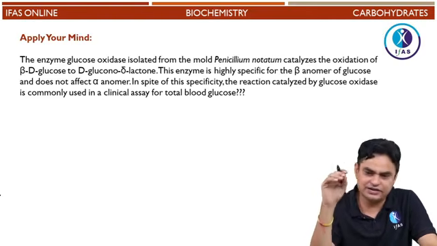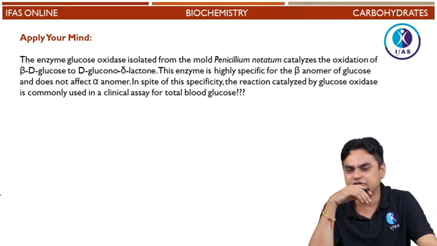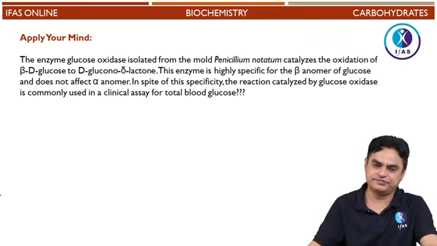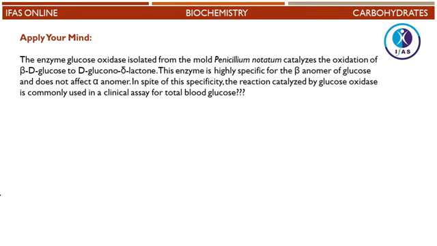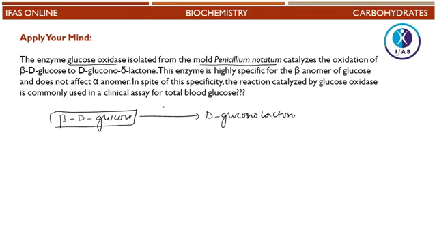So let's apply your mind on this question, which is based on mutarotation. The question is, the enzyme glucose oxidase from the mold Penicillium notatum catalyzes the oxidation of beta-D-glucose. It oxidizes the beta-D-glucose to D-gluconolactone. This enzyme is specific for beta diastereomers. The enzyme name is glucose oxidase.